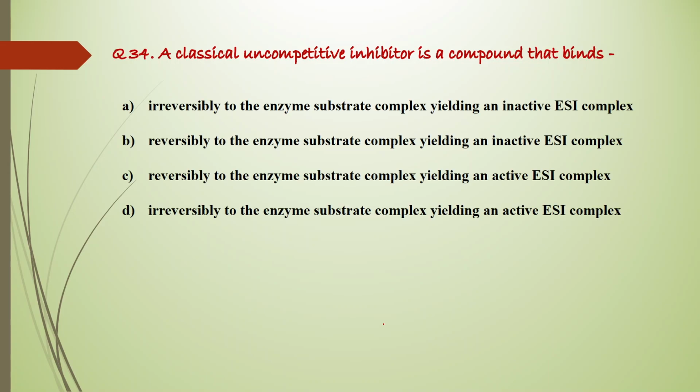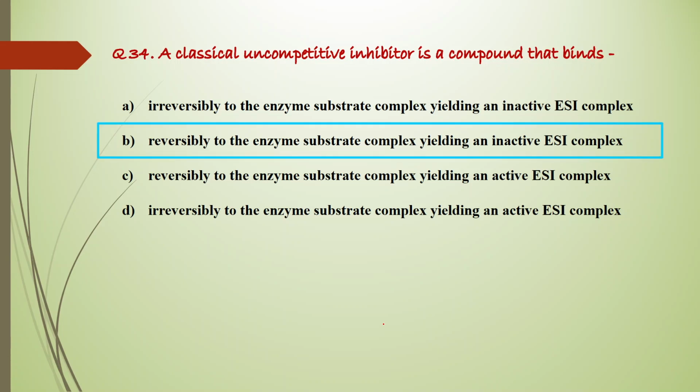Okay. Now comes the last, I think this is the last question probably. So it states, a classical uncompetitive inhibitor is a compound that binds... Out of these 4 options you have to choose. So till now we were talking about competitive and non-competitive inhibition. So let me make it very clear again. So we did have 3: competitive, non-competitive and uncompetitive.